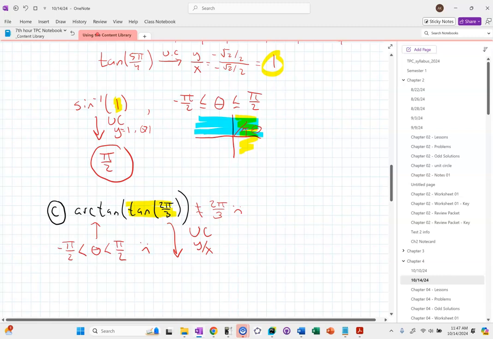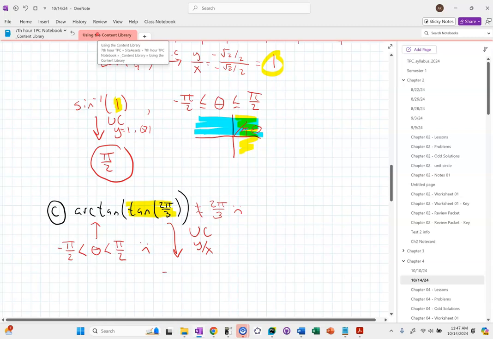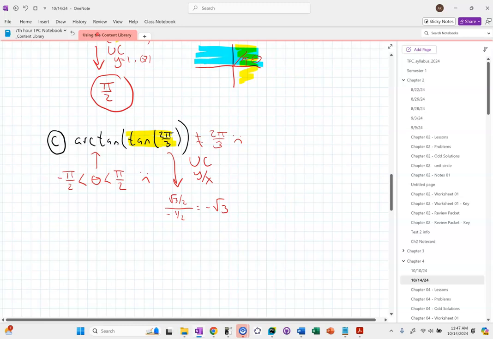So on my unit circle at 2 pi over 3, what is the y coordinate? Are you sure that's not the x coordinate? Oh, I'm sorry, that's the x coordinate. It's square root of 3 over 2. Yep. And then the x is, yeah, sorry. So we're there. So when I simplify that, I get negative square root 3, right? Now what I'm left with is arctan of negative square root 3.